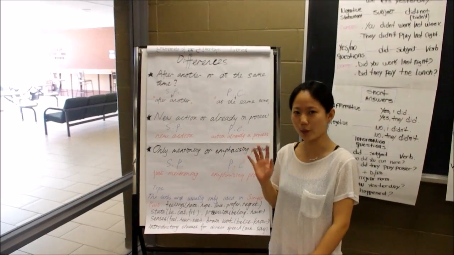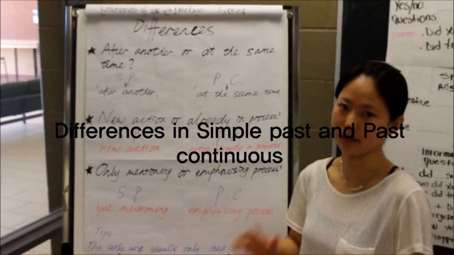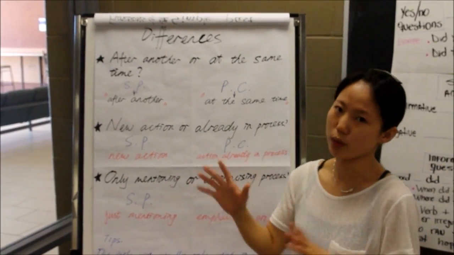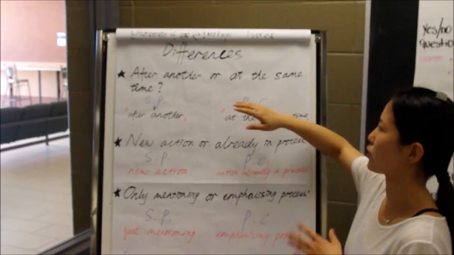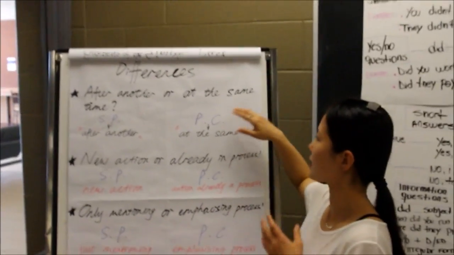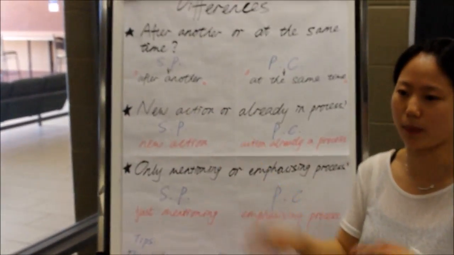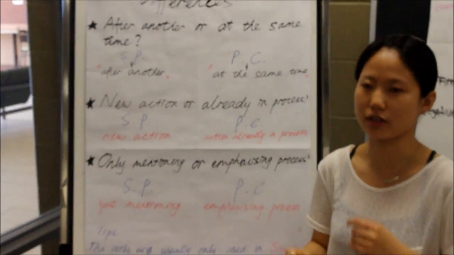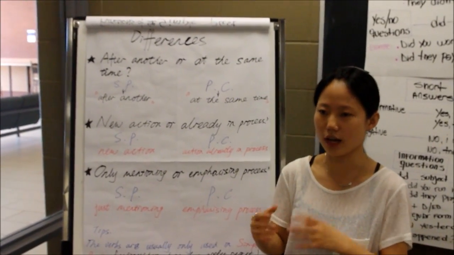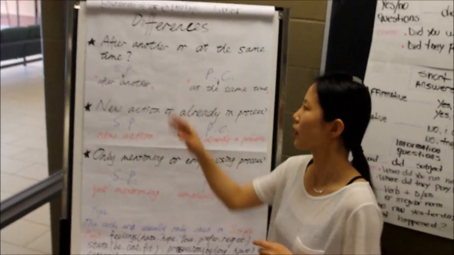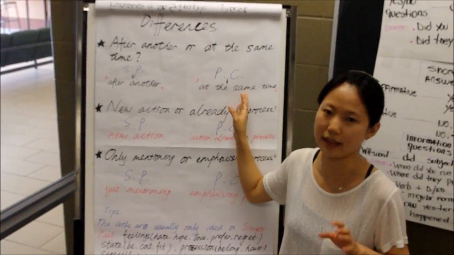Thank you. Hello everyone, I'm going to tell you about the differences between simple past and past continuous. First point is, do you want to talk about an action that happened after another, or do you want to talk about the action that happened at the same time? Simple past tense is used to talk about the action that happened after another one. For example, she came home, then turned on the computer, then checked the email. But for the past continuous, you can use that for the actions that happened at the same time.